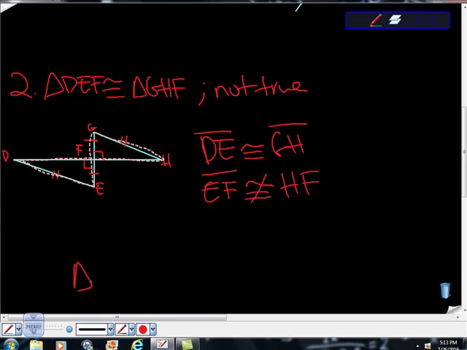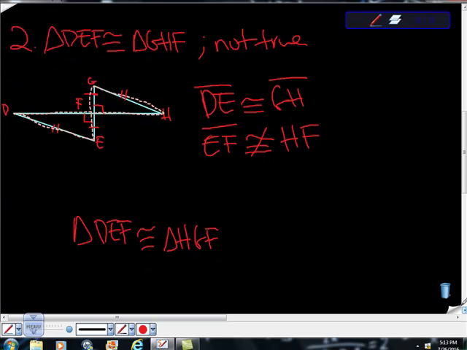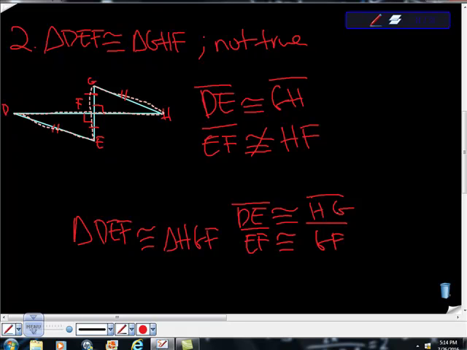But if you were to say that triangle DEF is congruent to triangle HGF, we could look and see if that could be true. We know that DE is congruent to HG. It's here to here, going here to here. And also EF is congruent to GF. So it's this shorter leg here.